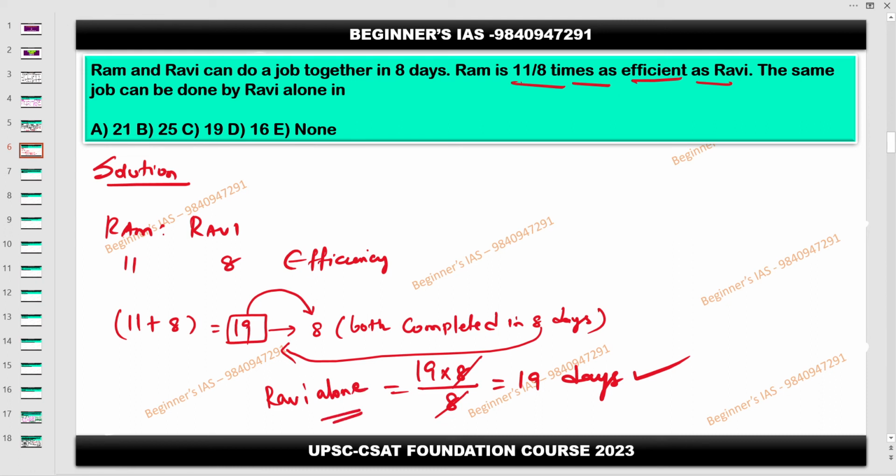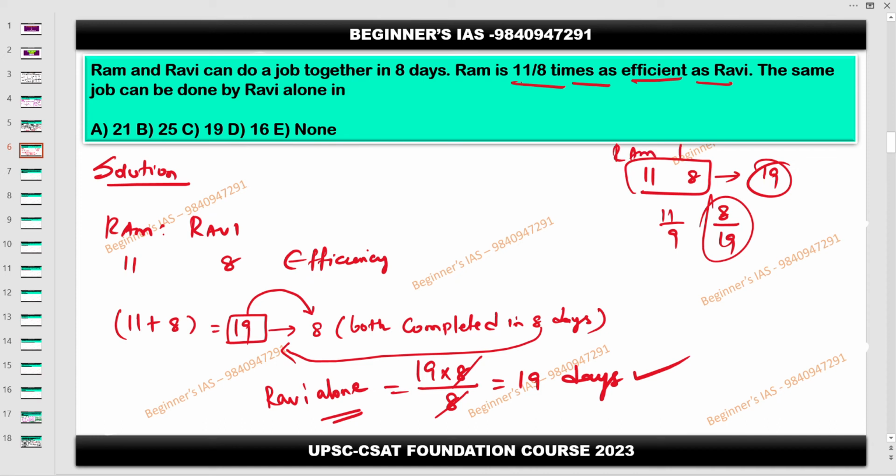So this is Ravi alone. For example, 11 and 8, what is the total? 19. So 11 by 19 parts of the work is done by Ram, and 8 by 19 parts is done by Ravi. Understood? Yes, sir. This concept you understood?